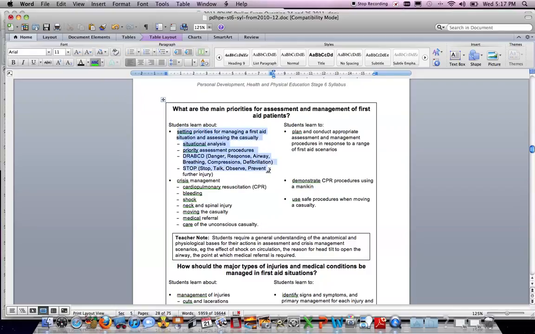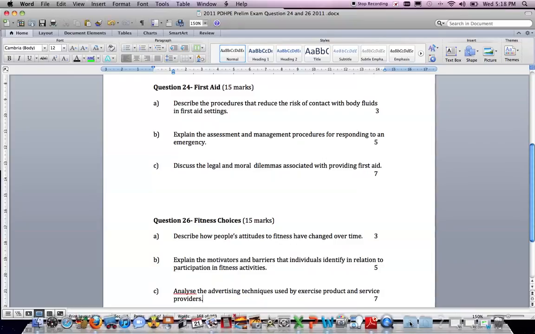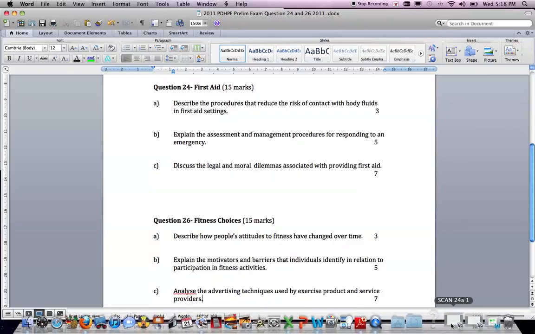we see here the first dot point in first aid settings: priorities for managing a first aid situation, assessing the casualty, situational analysis, priority assessment procedures, DRABCD. We understand that there's an S in there after the D, before the A and after the R and before the C, the response in the airway for send now. That's an important thing that we've learnt through our first aid procedures. And then the STOP procedure: stop, talk, observe, prevent further injury, which in too many cases was not incorporated into the answer. If we have a look at a couple of sample answers.